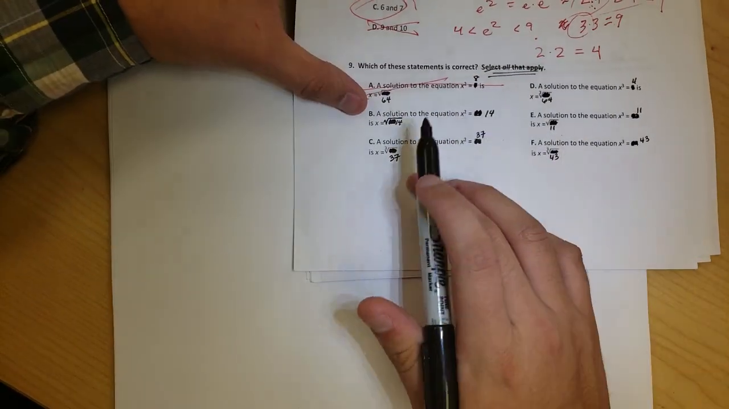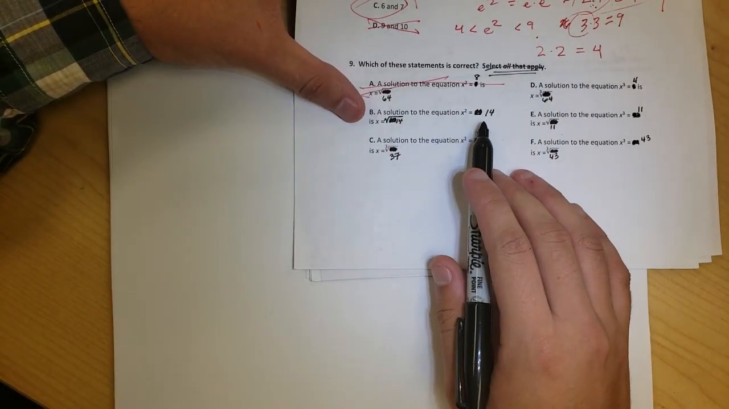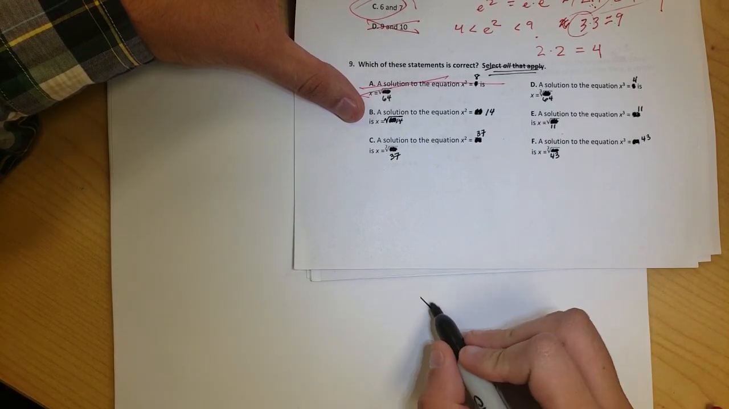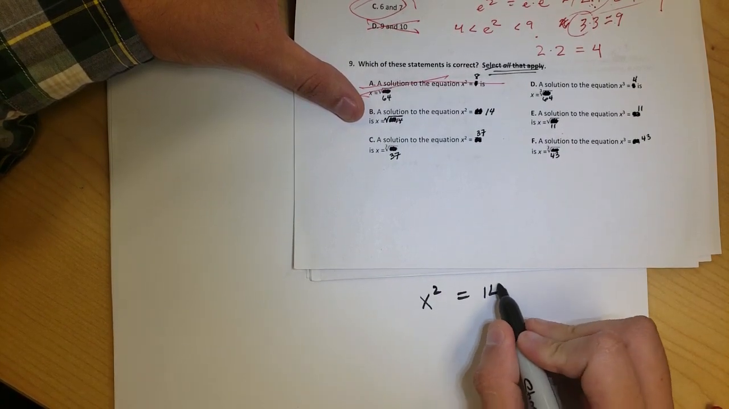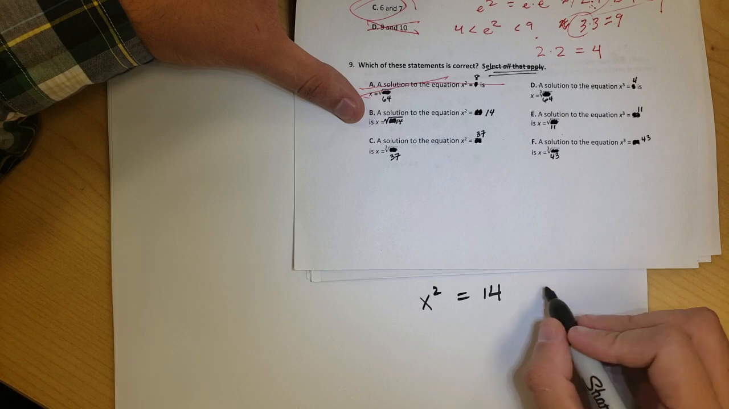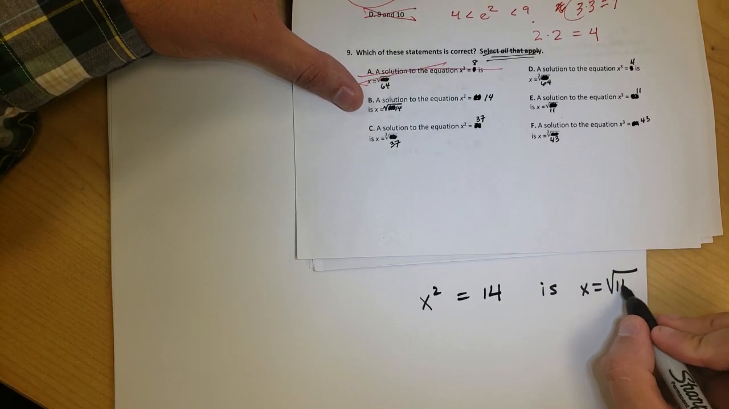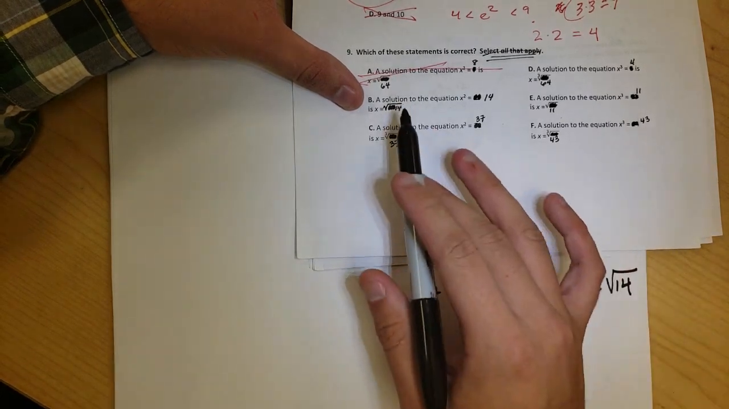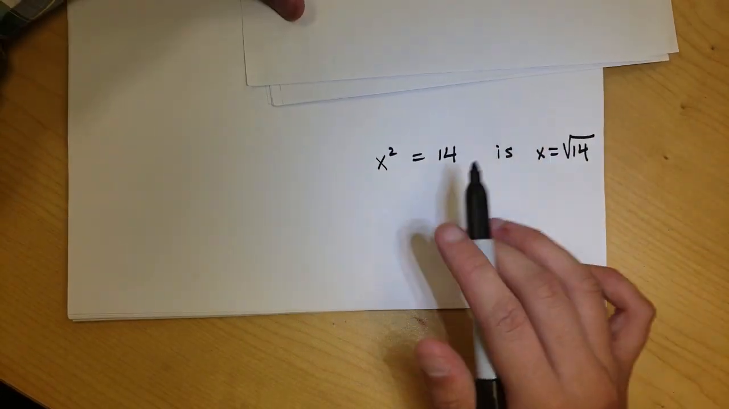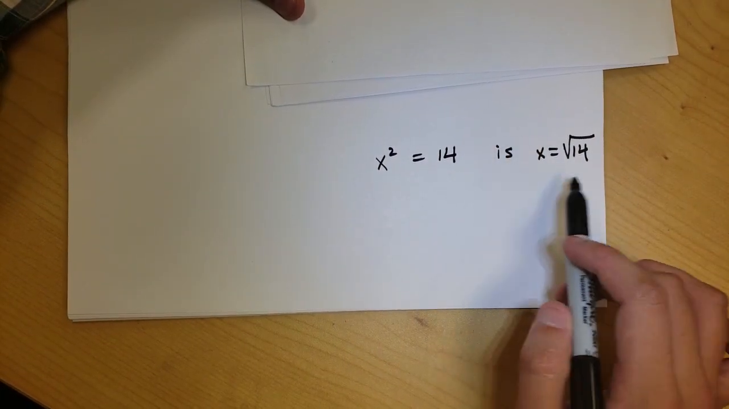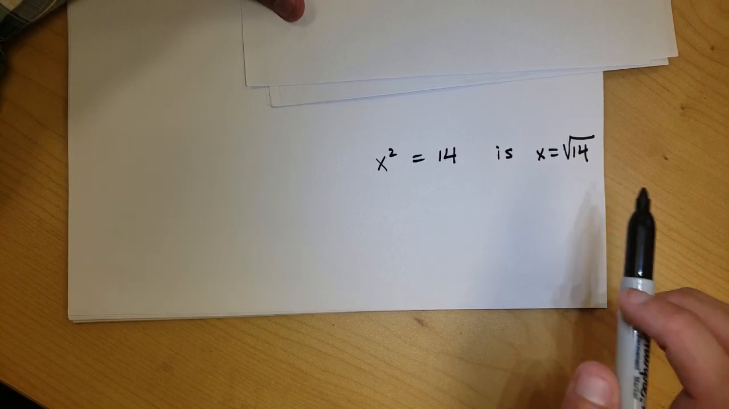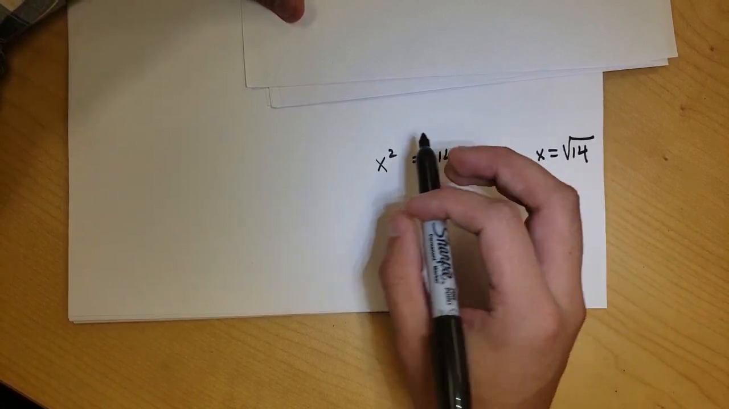Letter B says a solution to the equation x squared equals 14 is x equals the square root of 14. All right, let's see if B is going to be true. So x squared equals 14. They're saying that x equals the square root of 14 is a solution. Let's see if that's true. So let's solve this equation right here.